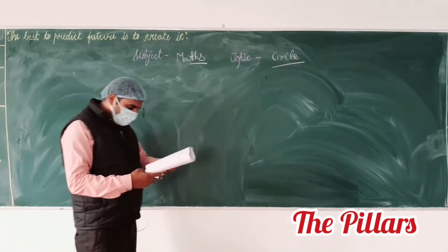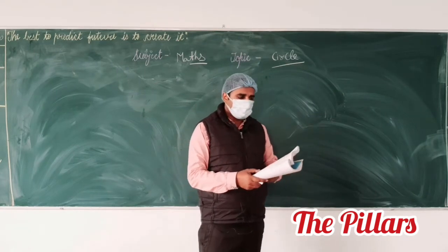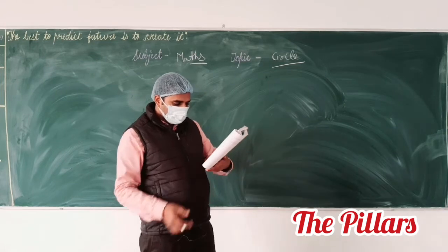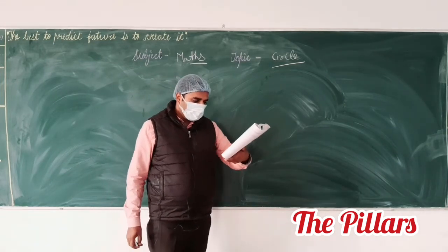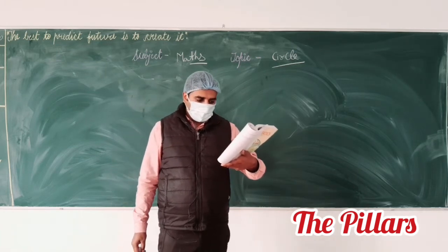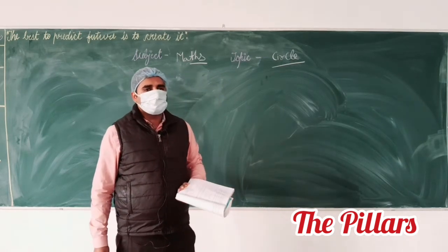You see that question number 9 tells that in the figure, xy and x dash y dash are two parallel tangents to a circle with center O, and another tangent AB with point of contact C intersecting xy at A and x dash y dash at B. Prove that angle AOB equals 90 degrees.